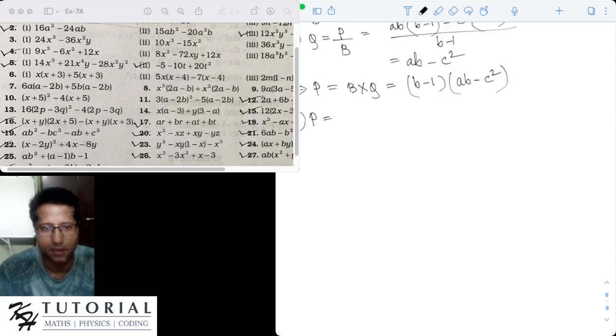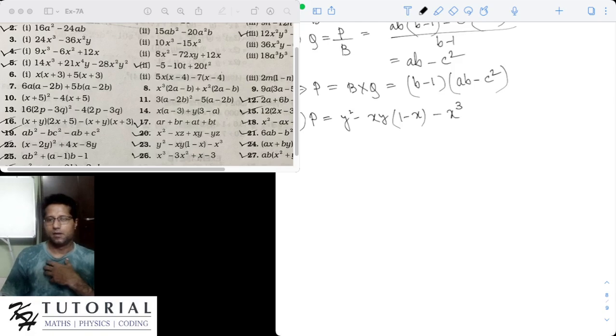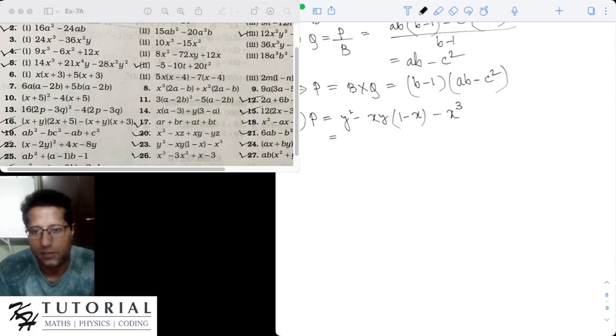23. The polynomial p is y square minus xy multiplied by 1 minus x, minus x cube. Clearly, we can see that all the terms do not have any common factor, as a monomial or as a binomial. Okay, so this is y square minus, if I do the product of xy into 1 minus x, I get xy plus x square y minus x cube.